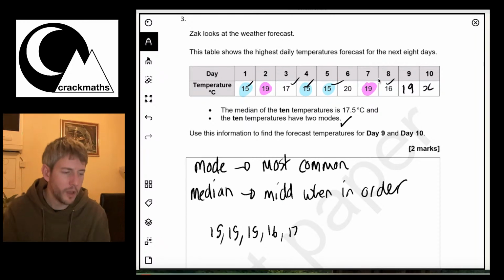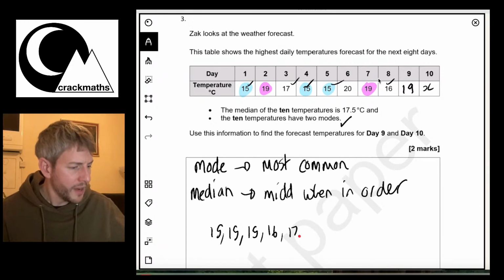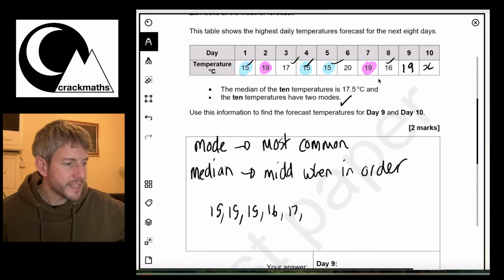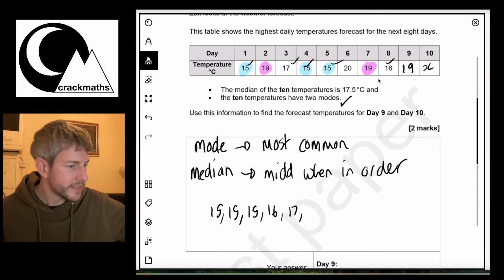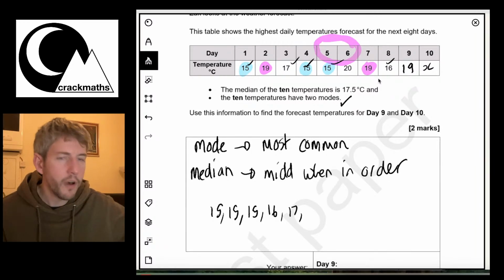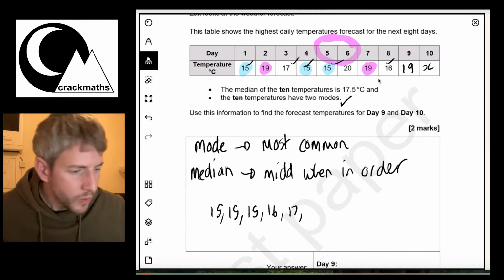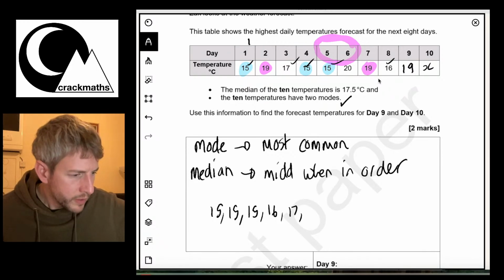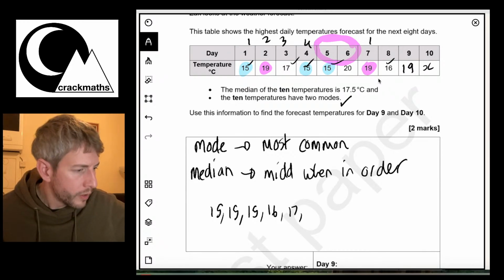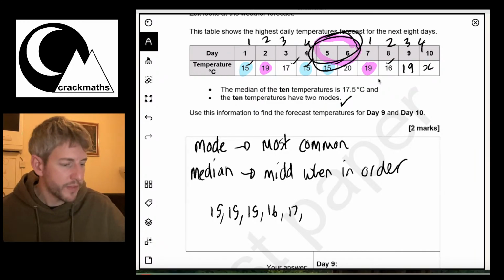Right. Okay, so I know something now. I know that this number, the 17, is in the 5th position, okay? Now, when we have 10 numbers in a row, I can see here that the middle 2 numbers are the 5 and the 6. Is that right? Because, well, let's have a look. 1, 2, 3, 4. 1, 2, 3, 4. Yes, so the middle 2 positions are the 5 and the 6.